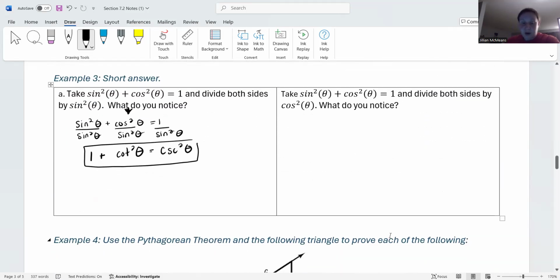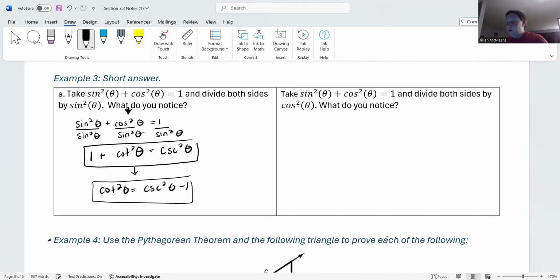Now, you could also play around with this one. If you wanted to, you could solve this for cotangent. So you could say, okay, cotangent squared theta is equal to cosecant squared theta minus 1. Just subtract 1 from both sides, okay? They're the same thing at the end of the day.